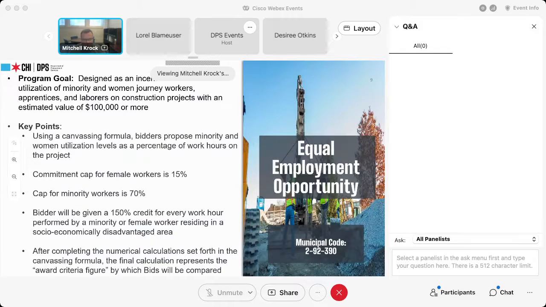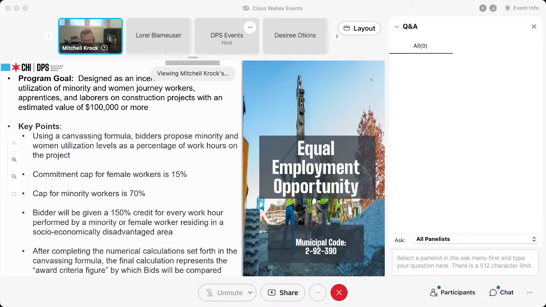Going over a major one right off the bat, our equal employment opportunity incentive is designed to increase the utilization of minority and women journey workers, apprentices, and laborers on construction projects. You'll see in construction bid packages that there is a canvassing formula, a little checklist or chart where you will fill in voluntary commitments up to certain levels for using minority and women journey workers, apprentices, and laborers.